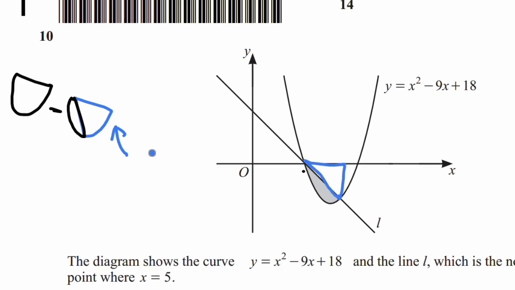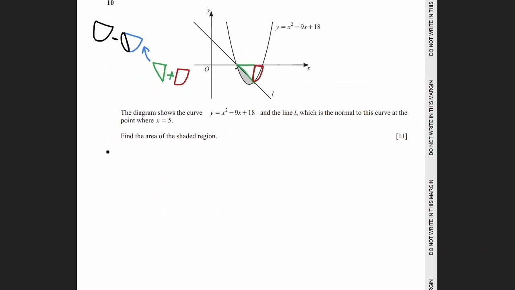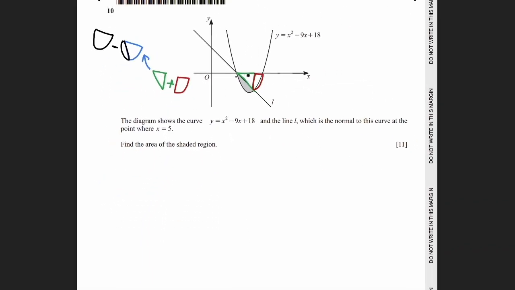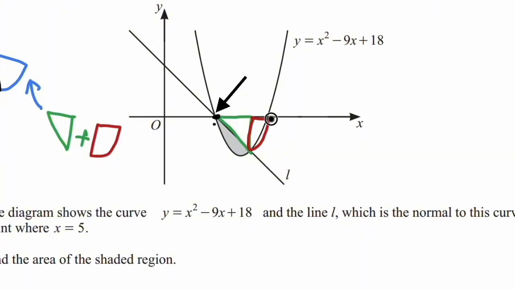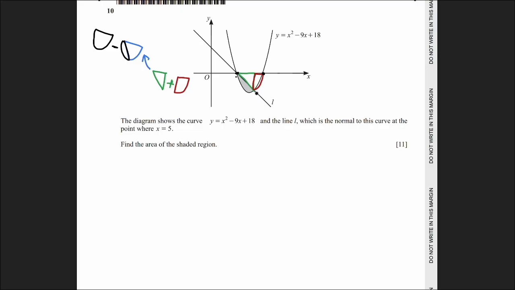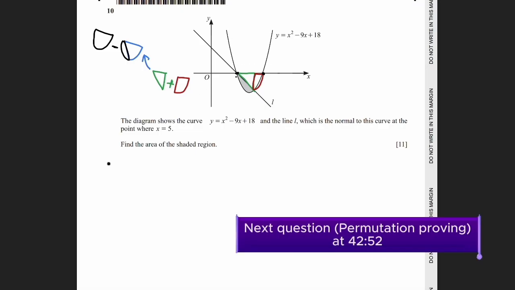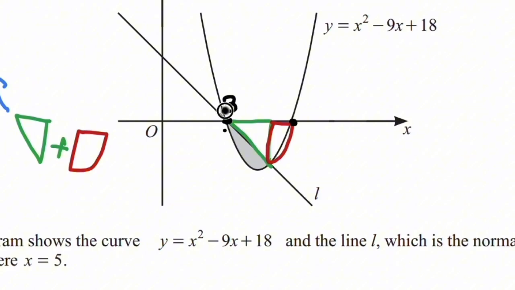This triangle, which I'm going to color code into green, plus the red curved region. So let's get right into this. First, we are going to find this point and this point. We can do this by easily solving the quadratic equation. That was relatively easy. So x is equal to 3 and x is equal to 6. So here x is 3 and here x is 6.